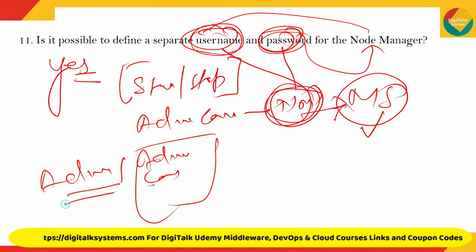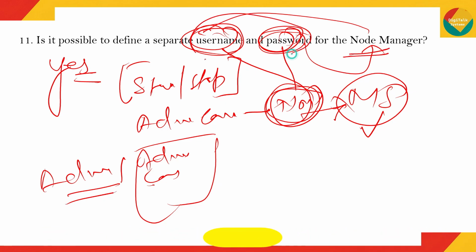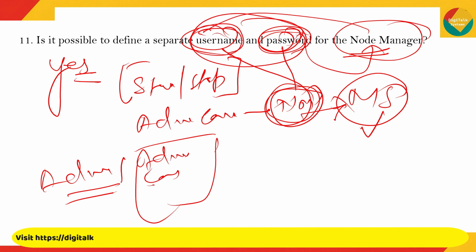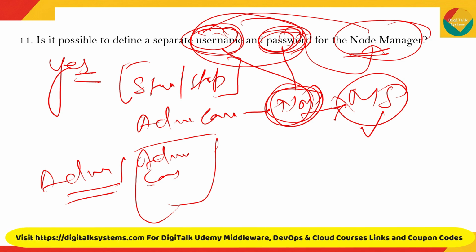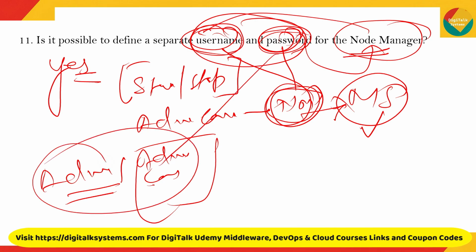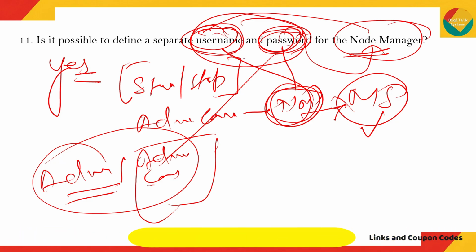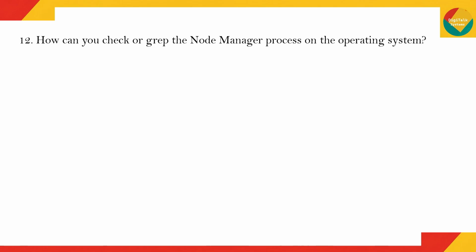This is completely different, and this is specifically used by the node manager. Most probably, when we configure the domain, we provide the same username and password that we give for the admin console. This is a best practice that we follow. But if you want to have a different username and password for the node manager, yes, you can define that as well. How can you check or grab the node manager process on the OS level?